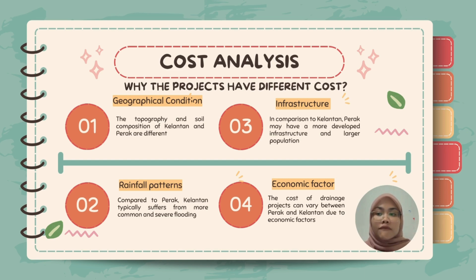And the third one is infrastructure and development level. In comparison to Kelantan, Perak may have a more developed infrastructure and larger population, especially in urban areas like Ipoh, Perak. And the last one is economic factors. The cost of drainage projects can vary between Perak and Kelantan due to economic factors like labor rates, material prices, market conditions, and so on.